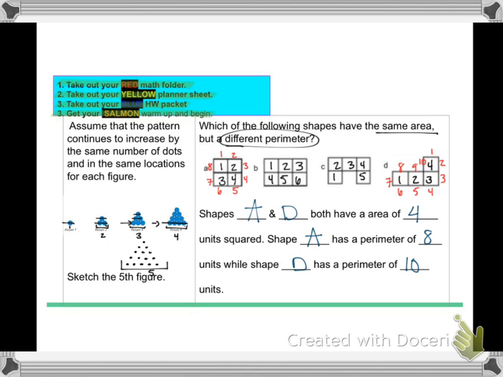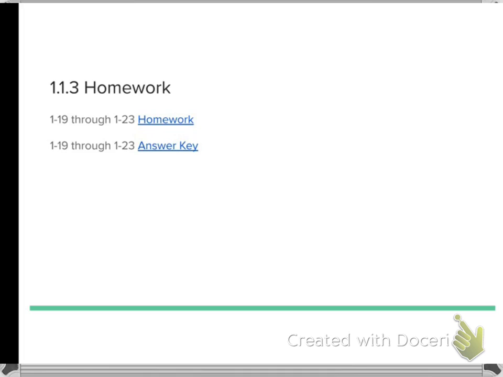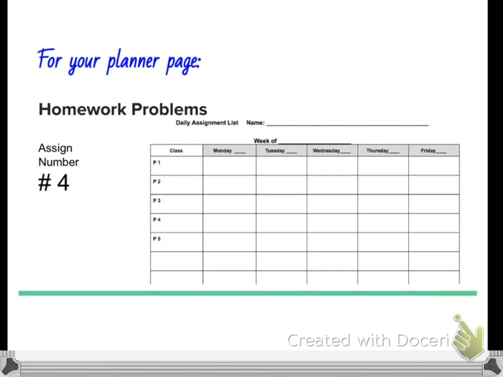Your warm-up should now be completed and correct. Go ahead, set it aside, and take out your yellow planner, just like we normally do. On your yellow planner, you are going to write for today, which is the 13th. The fact that you are going to do assignment, I'm going to write it on top because you are going to write it in your specific class period. You are going to do assignment number 4.